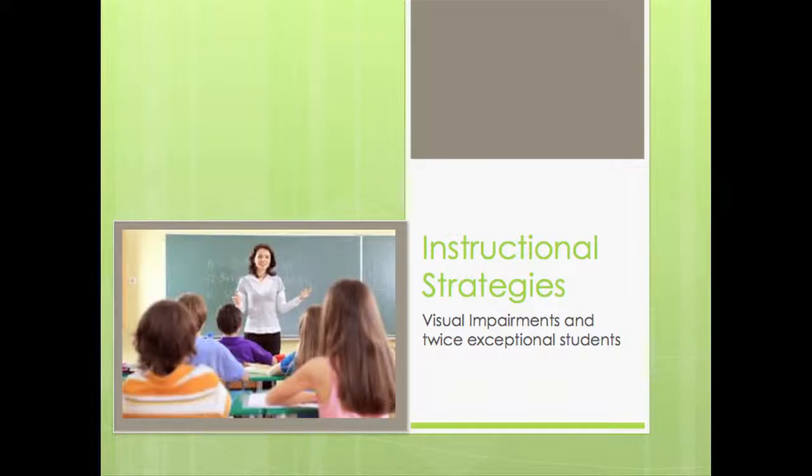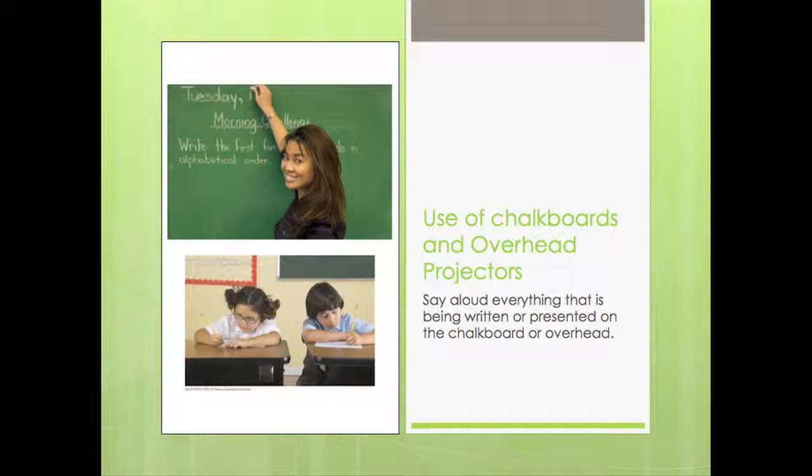Some instructional strategies for visual impairments and twice exceptional students are to use chalkboard and overhead projectors. You want to say everything out loud that is being written or presented on the chalkboard or overhead.